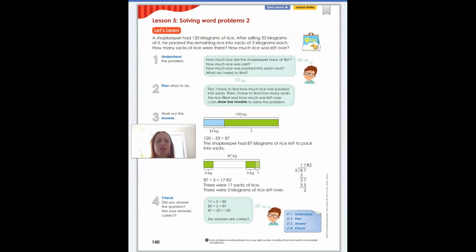So let's look at this. A shopkeeper had 120 kilograms of rice. After selling 33 kilograms of it, he packed the remaining rice into sacks of 5 kilograms each. How many sacks of rice were there? How much rice was left over?